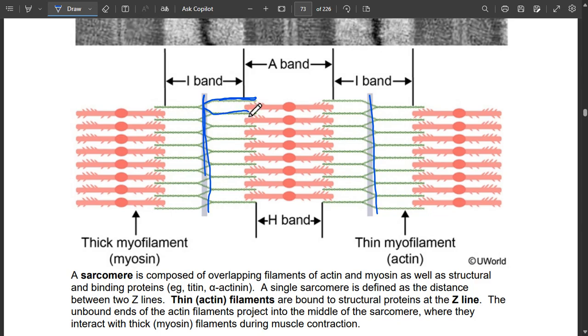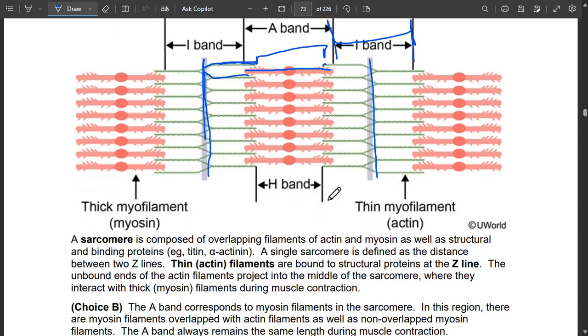This is actin, while this is myosin. This overlapping side and the center part is called the A band. Between the actin there is a lighter region, which is called the I band. The actin along with the Z band forms the I band, and the H zone represents only the myosin part. This is myosin and this is actin.